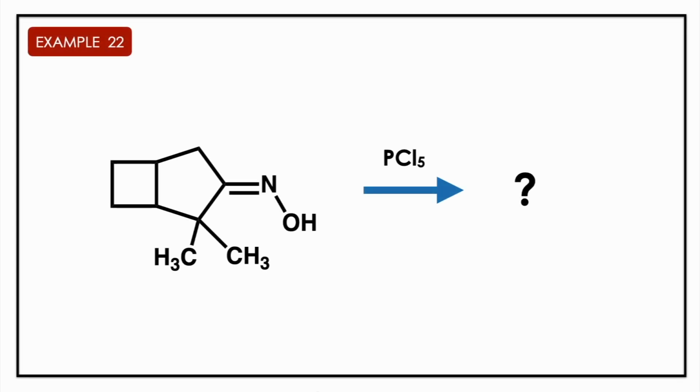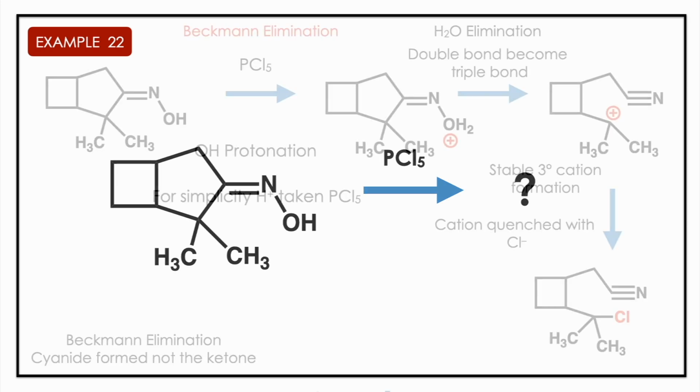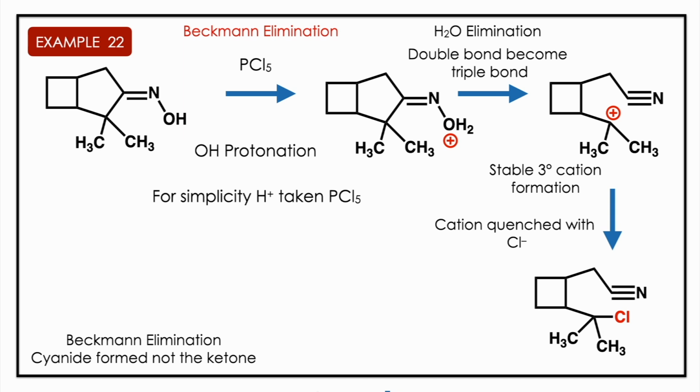Then the final example: you have a fused system, a 4-member and a 5-member ring, 2 methyl groups and 1 oxime. You are using PCl5. You should find what will be the final product. Here we are using PCl5. PCl5 can abstract the oxygen. For simplicity, I wrote it as H plus. OH is attacked by H plus to form H2O. H2O is the leaving group.